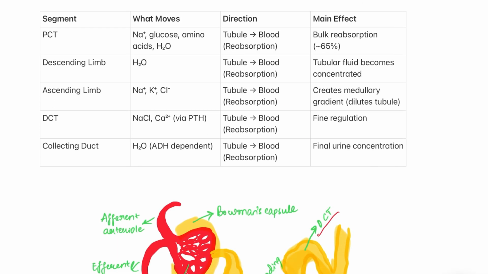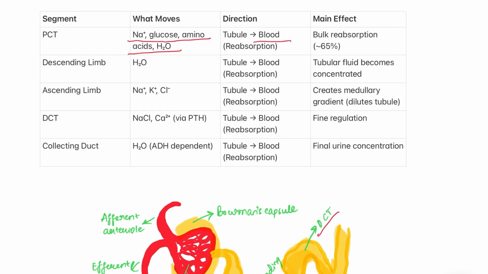So what happens in the PCT, that is proximal convoluted tubule, is there is a bulk reabsorption of sodium, glucose, amino acids and water, because they have to be reabsorbed from this tubule into the blood so that the body uses it. If there is no reabsorption, there will be severe loss of all these important electrolytes and glucose, and the patient can get into deficiency. So there is an active reabsorption of most of the things in the proximal convoluted tubule.